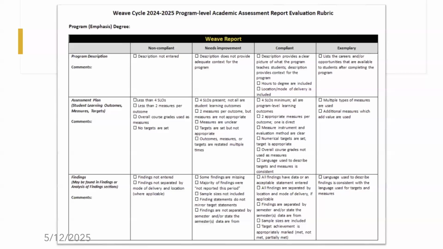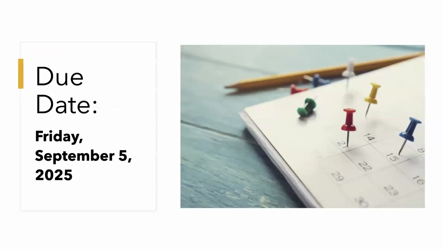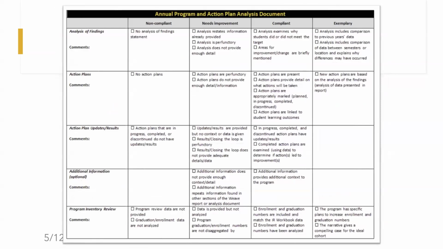It covers, within Weave, the assessment plan, like the program description, the student learning outcomes, measures, targets, and findings. And it also covers that analysis document: the analysis of findings, action plans, those action plan updates, the additional information, and that program inventory review. So if you're not sure whether you're missing a component, you can always go through this rubric checklist and make sure you have everything here.